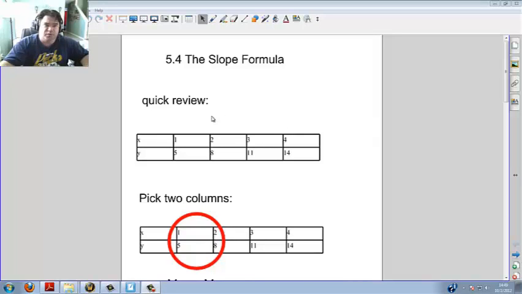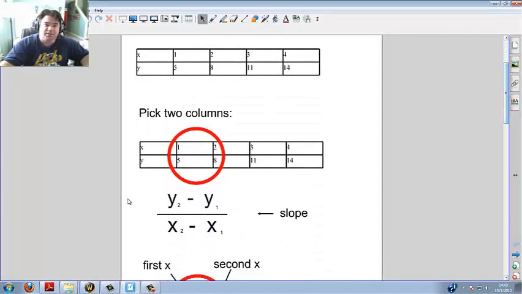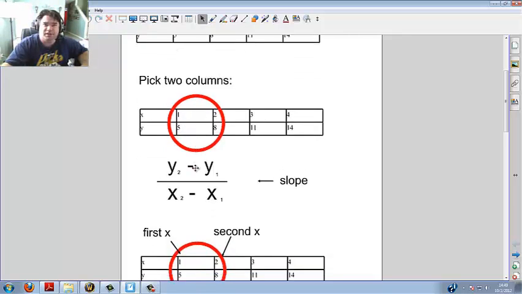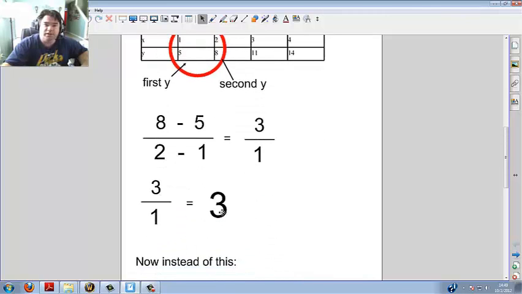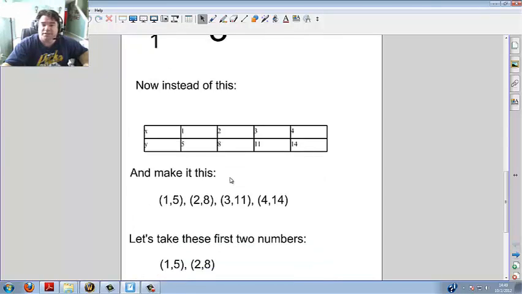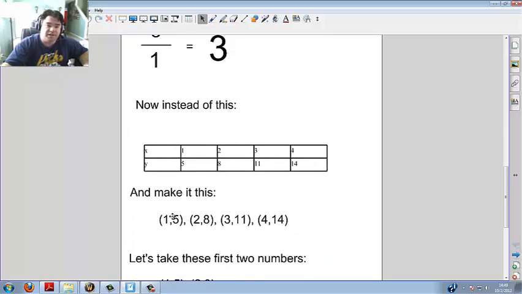Okay. Now, you saw this quick review last section, so we'll talk about it again. How do you find slope? Remember, slope is simply y2 minus y1 over x2 minus x1. If it's a straight line, it doesn't matter which column I pick. So, I'll just pick these again, which is the exact same example I used for last section. So, 8 minus 5 over 2 minus 1. 8 minus 5 is 3. 2 minus 1 is 1. 3 over 1 is 3. So, I have a slope of 3.